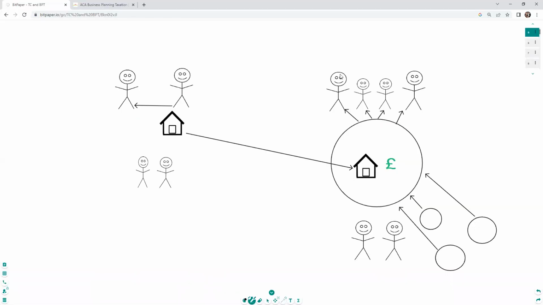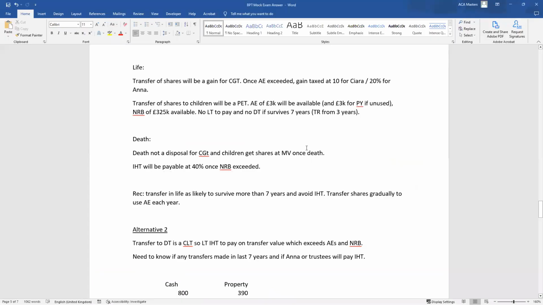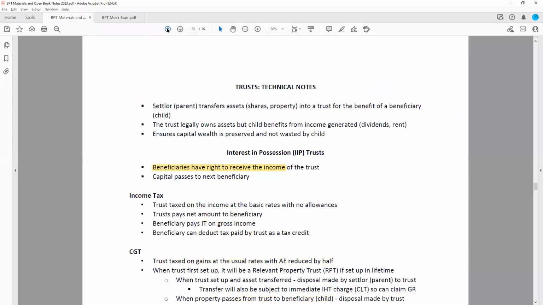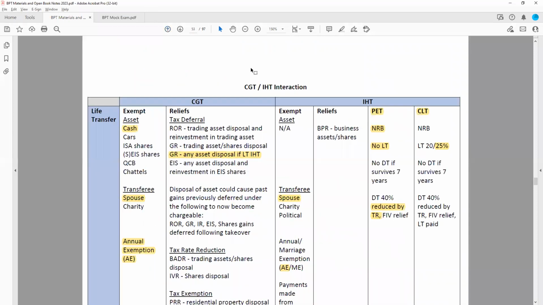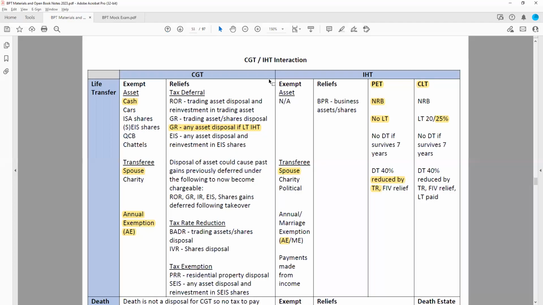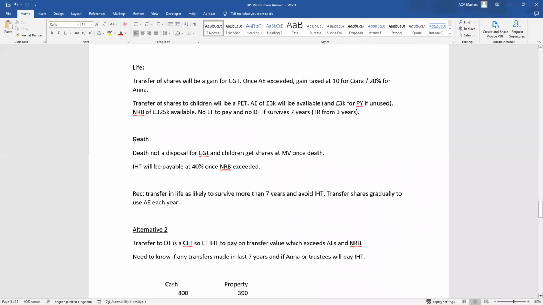The other question here was, the parents own the shares in the company. When should they pass them on? Should they pass them on to their children in life, or should they pass them on death? And then we kind of thought, and that's that typical dilemma we have in a BPT exam, should they pass the assets on in life or on death? And then we went through the options there.